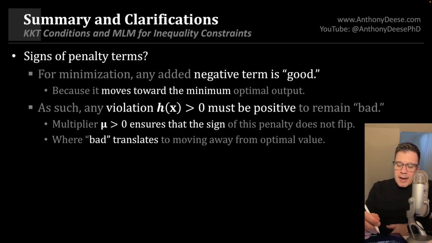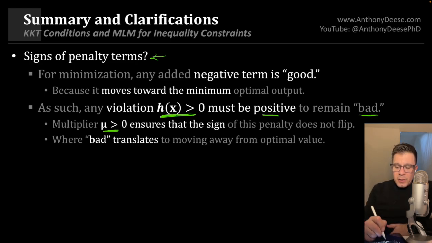Also, we talked about signs of penalty terms quite a bit, and I wanted to clarify that. So, for minimization, any added negative term is good, right? Because it moves the output of the objective function towards that minimum optimal output. As such, any violation, h of x, if it's greater than 0, because that constitutes a violation, it should be positive in order to remain quote-unquote bad, right? Negative is good, it reduces the output value, and positive would be bad.